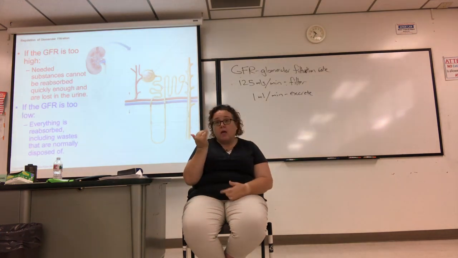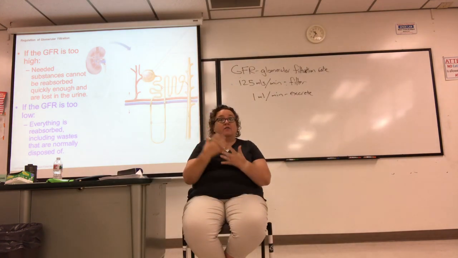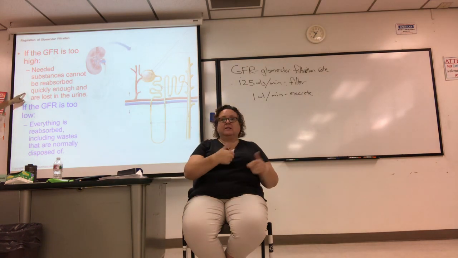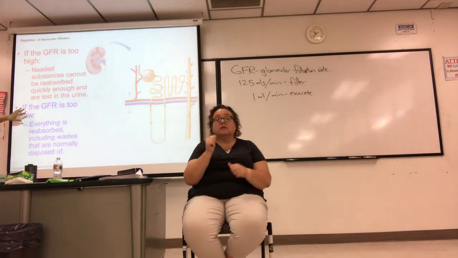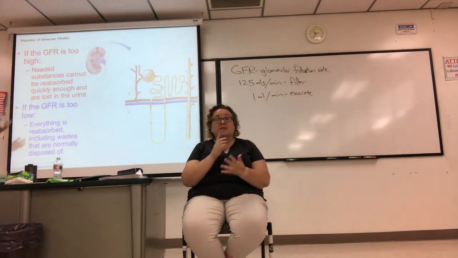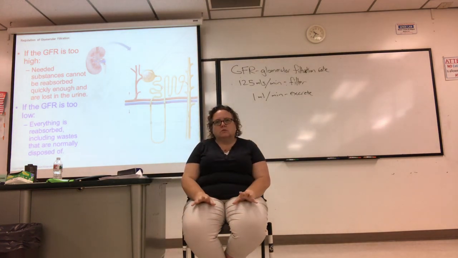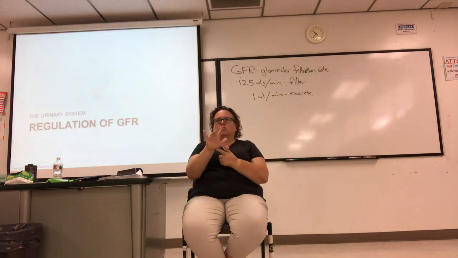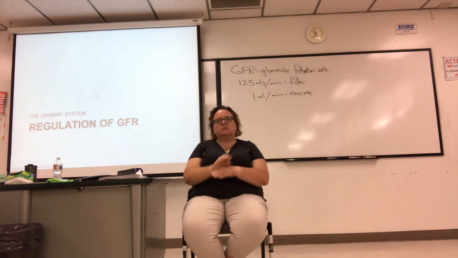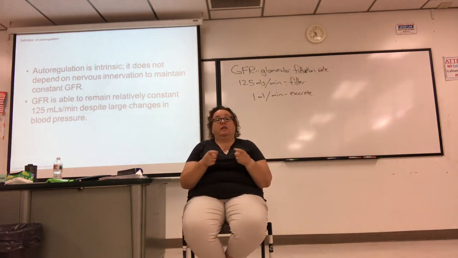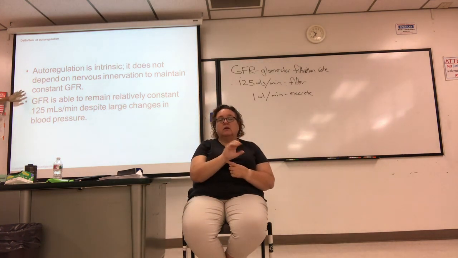Now, why you want to do that is because if GFR is too high, if you're filtering too much, stuff is going through too fast in the nephron. So the needed substances cannot be reabsorbed quickly enough, and you'll lose it to the urine if it's too fast. If GFR is too low and stuff is flowing through the nephron too slowly, everything is reabsorbed, including things that you don't want. So you want to keep it regulated at 125 for proper function. Okay, proper excretion. So the regulation of GFR, it occurs in two ways. One way is intrinsic, and one way depends on nervous innervation.